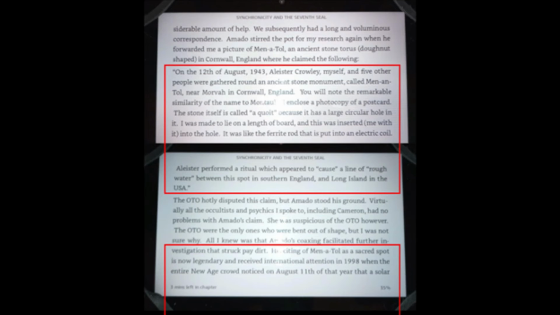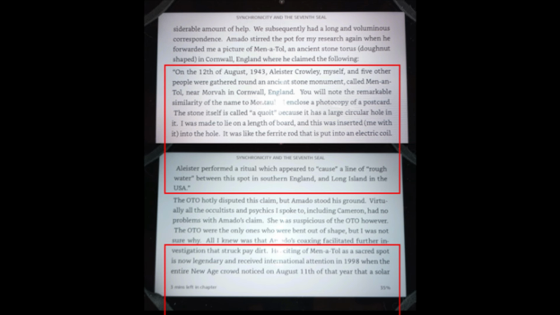In author Peter Moon's book Synchronicity and the Seventh Seal, which is where I first learned about the Crowley connection to the Philadelphia experiment, Peter mentioned that he had a correspondence with Crowley's son Amato, and that Amato related to him that on the day of the Philadelphia experiment, which he gave as August 12th of 1943, Crowley had passed him as a child through the circular megalith at Menantoul in Morvah, Cornwall, and that when he did this, it caused a line of rough energy to cross the ocean.